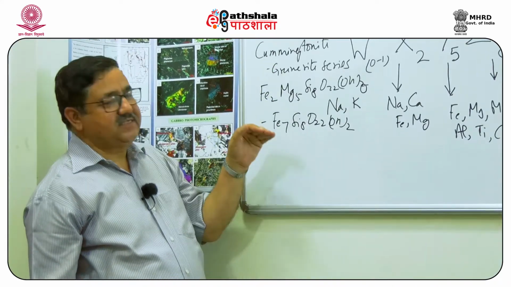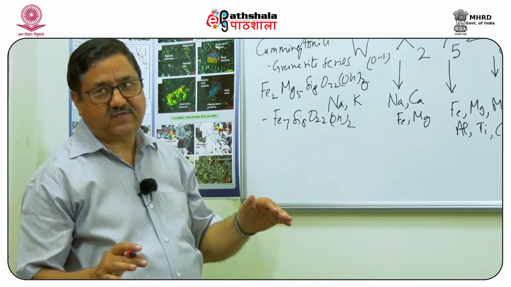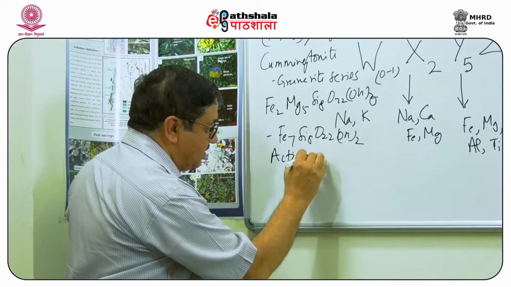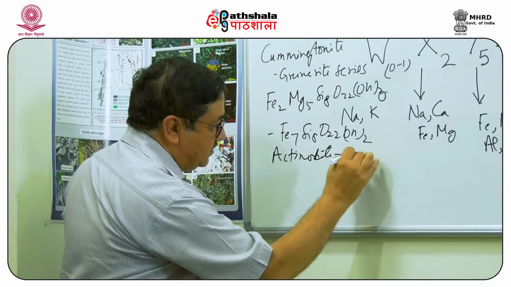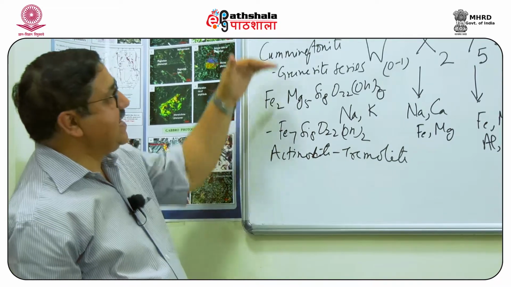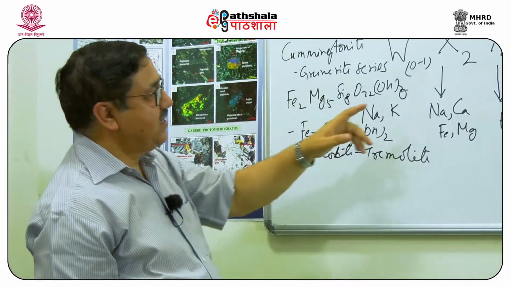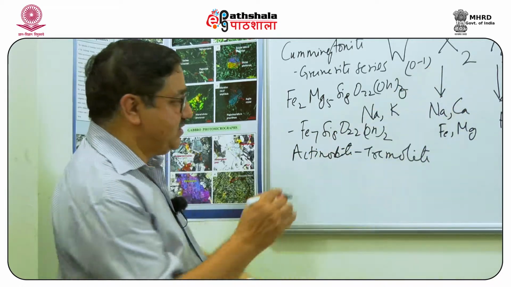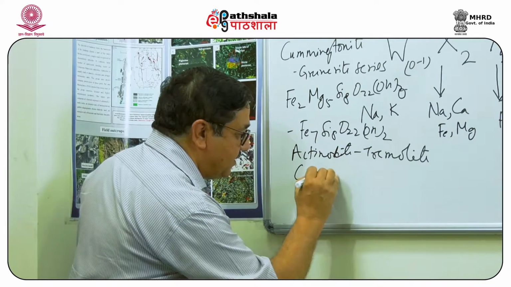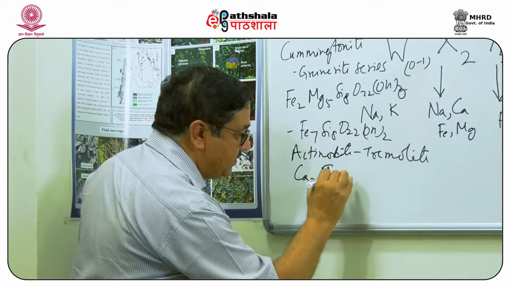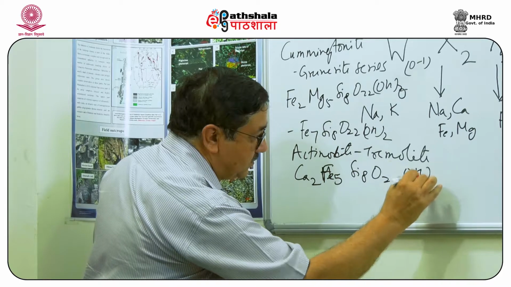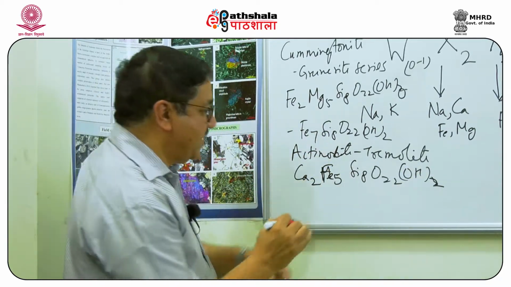Then we come to the next series of amphiboles, which is actinolite, tremolite. Now, in the earlier ones we were lacking calcium. In the X cation position, we have calcium here. For actinolite, we have iron, and for tremolite we have magnesium.